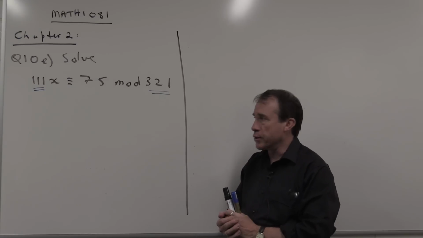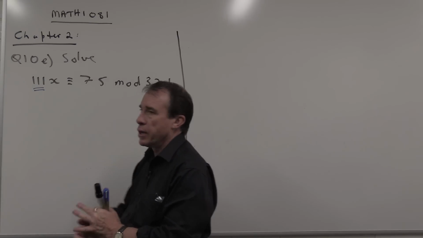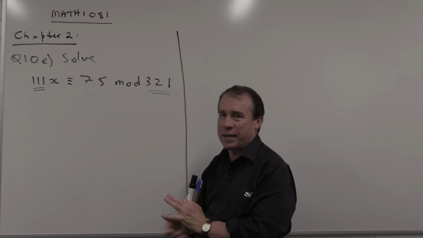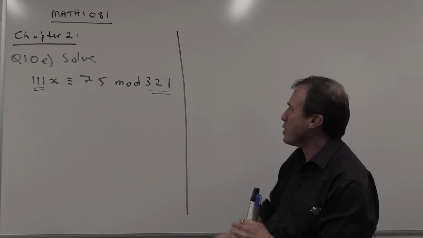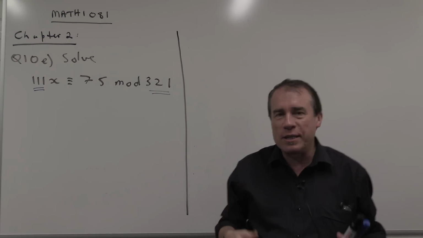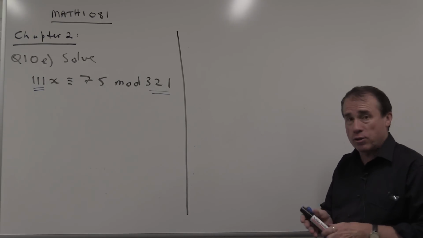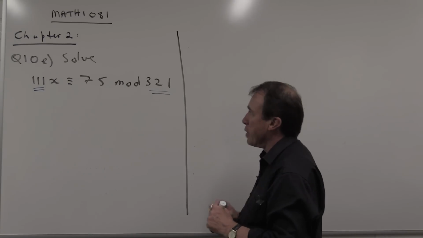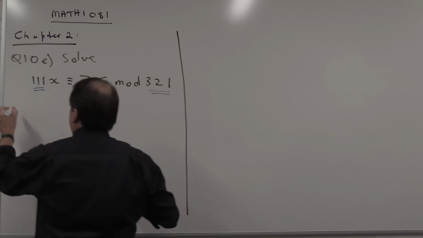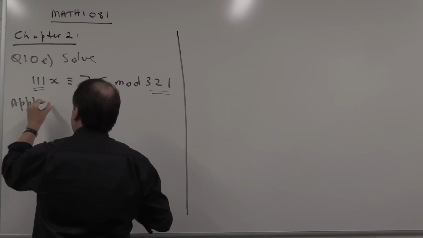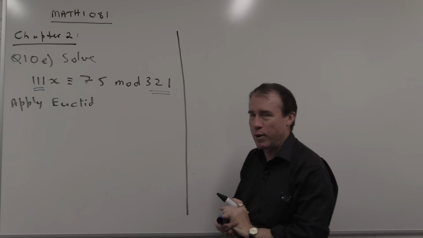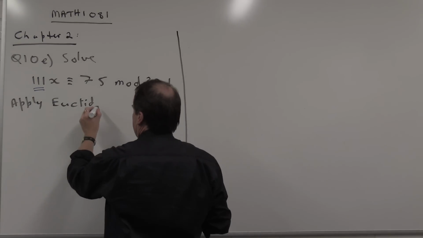Now you might be able to do it by inspection. In fact, I can see that 111, if you know your 37 times table, is 3 times 37, and this is obviously 107 times 3. So the GCD of these two is 3, and 3 divides 75. So I can see just from the numbers it should have solutions and should have 3 of them. But in order to find those solutions, I need to use Euclid's algorithm, and so that's where we begin. So we apply Euclid's algorithm. Even if you didn't know your 37 times table and you didn't see that was divisible by 3, then you can get this out by using Euclid's algorithm.